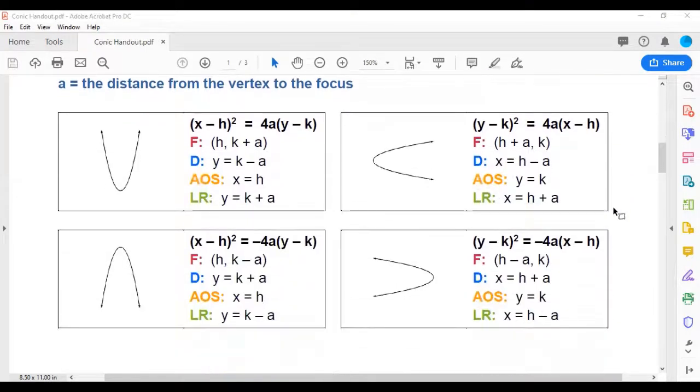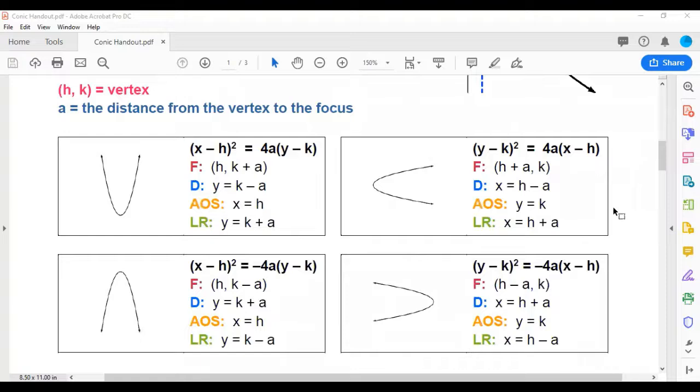So like I said, that's how I remember, that's how I work through finding a focus, directrix, axis of symmetry, or latus rectum. If you want to remember the equations associated with each of these, you can feel free to do so. But that's just not how my brain works. So whatever works best for your brain, go with that.